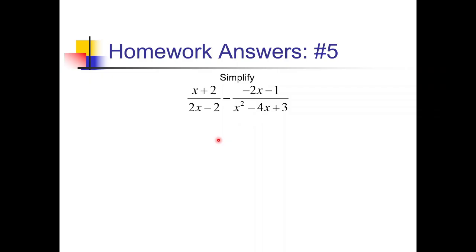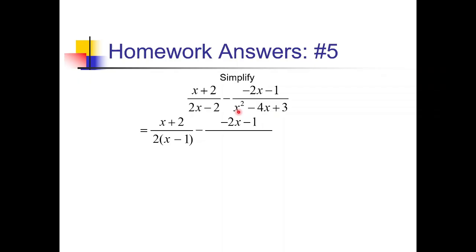On this problem, I noticed that I have fairly different denominators here, so I'm going to need to get the least common denominator, the LCD. Before I do that, I think it would be helpful to factor these a little bit. So for my first fraction in the denominator, I can take a 2 out of that. That leaves me with x minus 1.